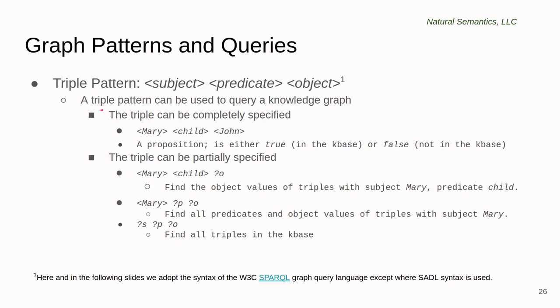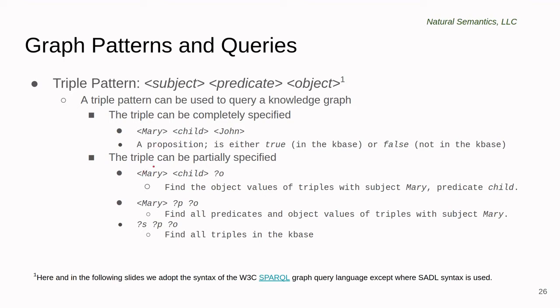So it turns out a triple pattern can be used to query a knowledge graph simply by matching the pattern with the graph. So for example, suppose a triple is completely specified as in Mary, child, John. We can treat this as a query, it is a proposition, and therefore it's either true or false. If it's in the knowledge base, then as a query it returns true. If it's not in the knowledge base, then the proposition is false or the query returns false.